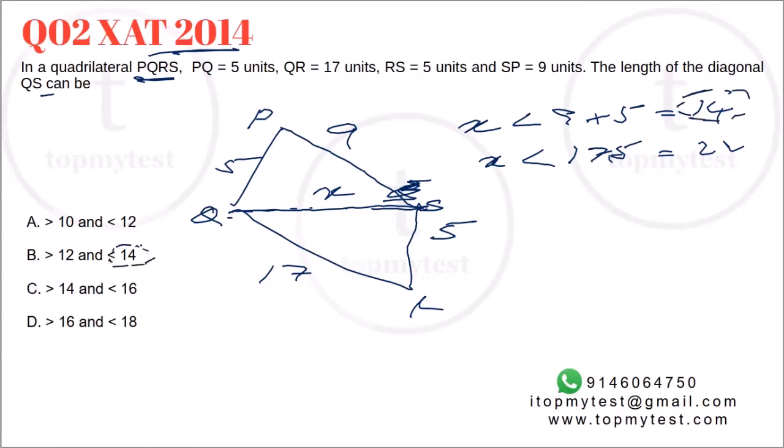So this looks like a nice one. Let's look at the lower bound also. These two are straight away out. If you want to take the lower bound also, again, if you use the same triangle inequality, sum of any two sides has to be bigger than the third side.